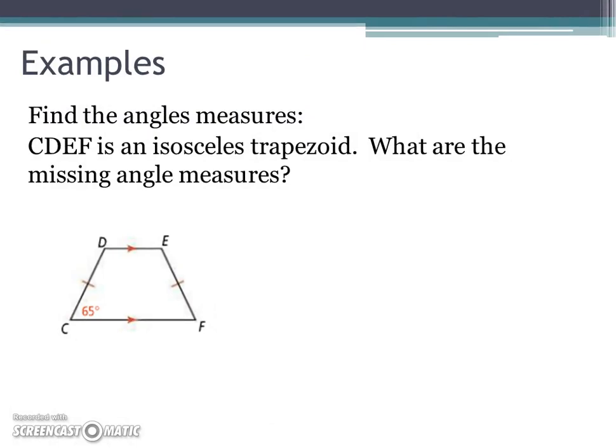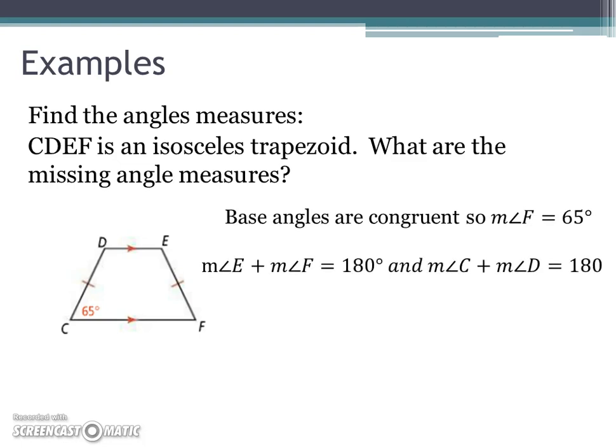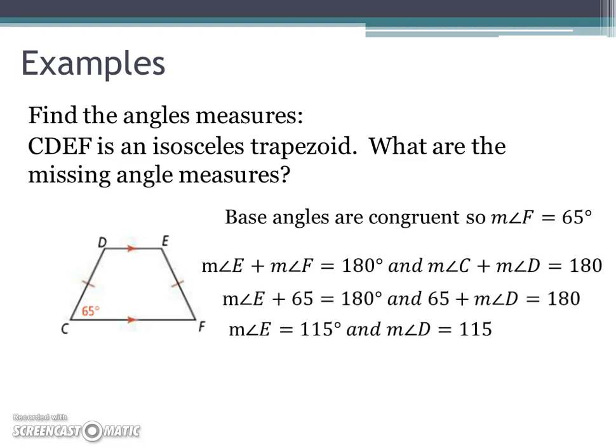So the angle measurements. CDEF is a trapezoid, an isosceles trapezoid, so we know that base angles are congruent. So angle F is 65 degrees. Because it's a trapezoid, the consecutive angles add up to 180, so we do 180 minus 65 to find angle D and E. So again, angle F is 65, 180 minus 65 gives us 115. So angle D and angle E are both 115 degrees.